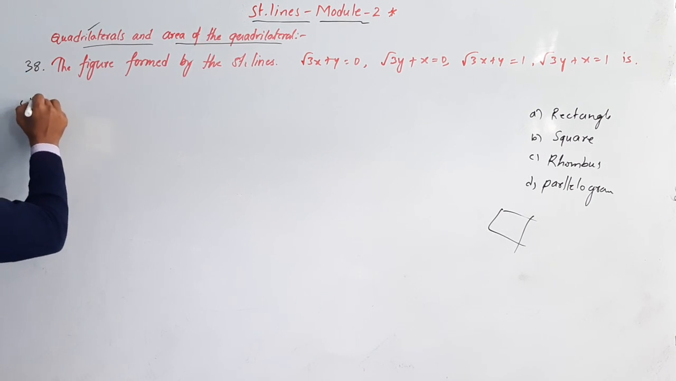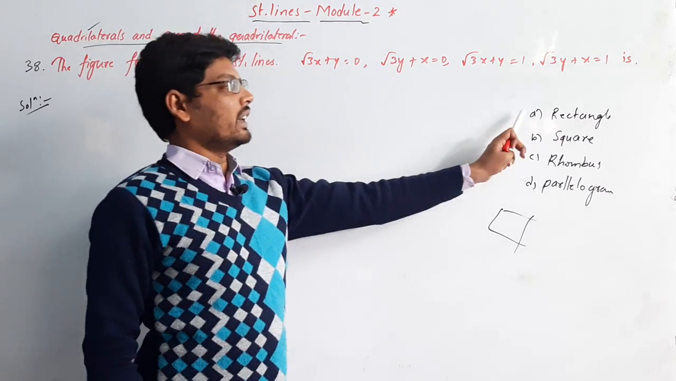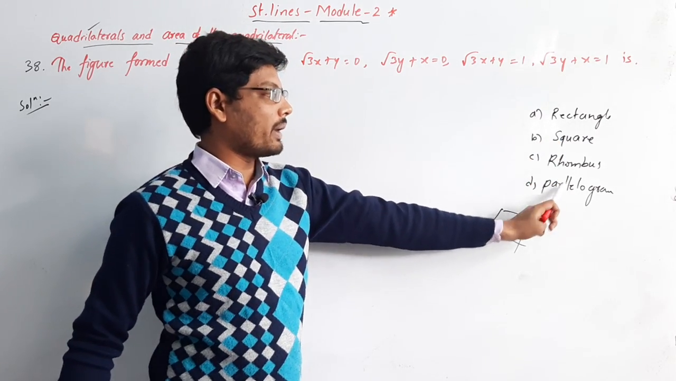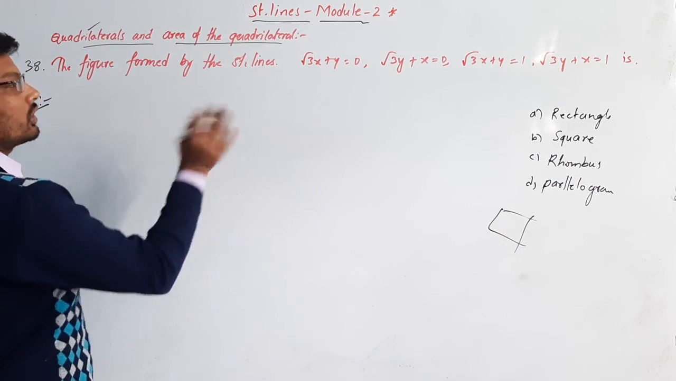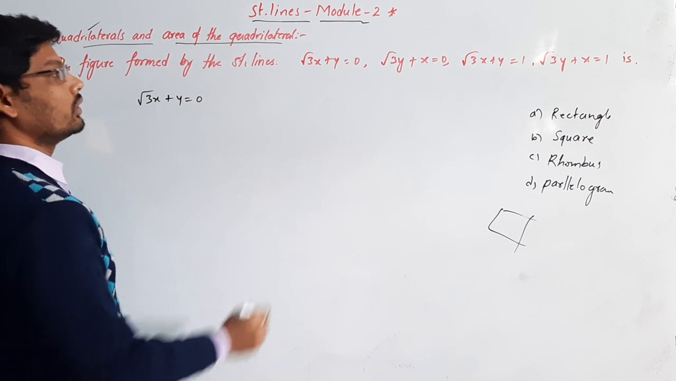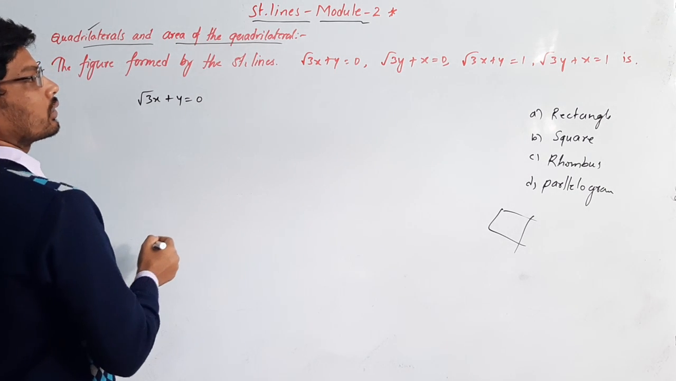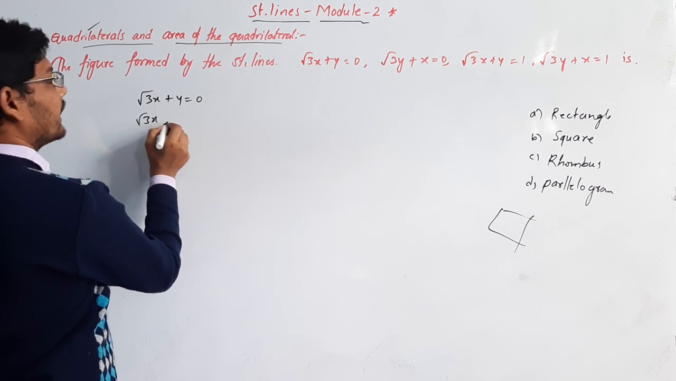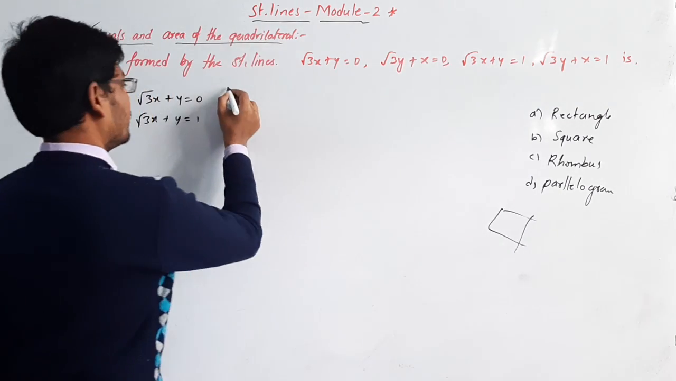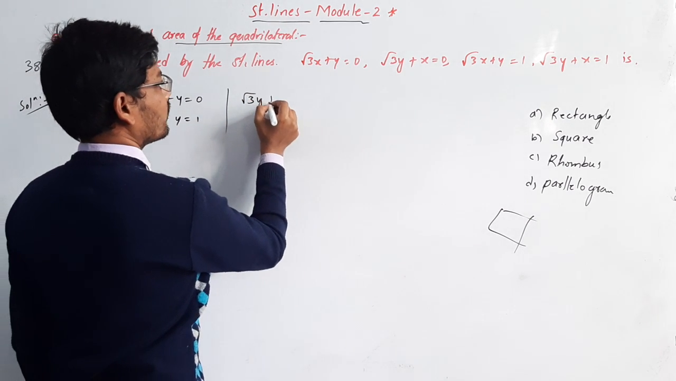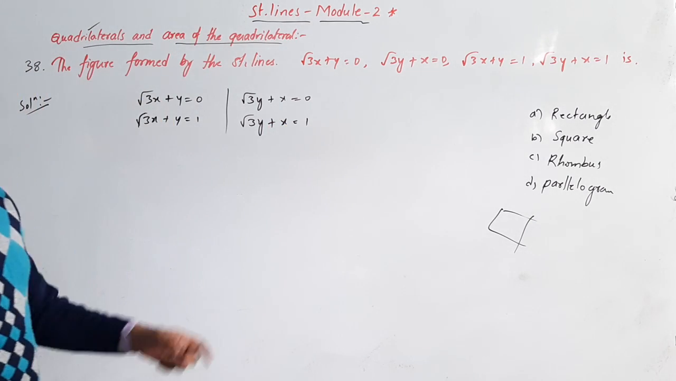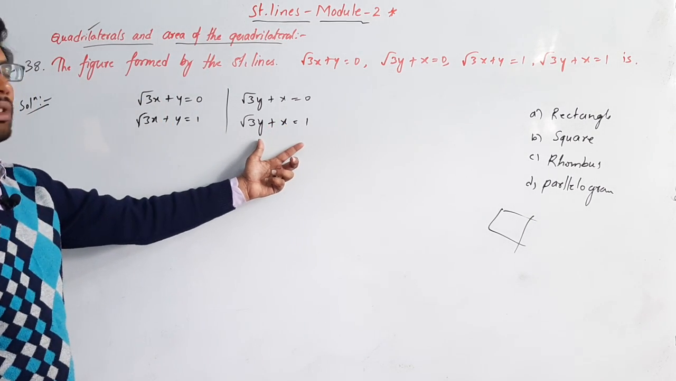The solution for this one is, first of all, here he is given four options. All are four line figures here: rectangle, square, rhombus, parallelogram. So here we have four straight lines. I am taking root 3x plus y is equal to 0, and root 3x plus y is equal to 1. So I am taking these two lines together, and root 3y plus x is equal to 0, root 3y plus x is equal to 1. Here these are two pairs of straight lines.